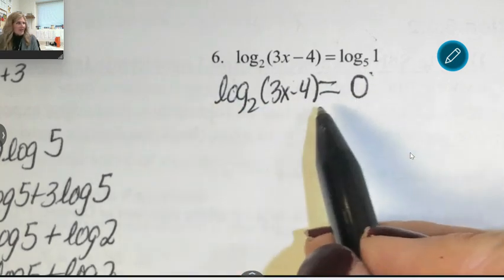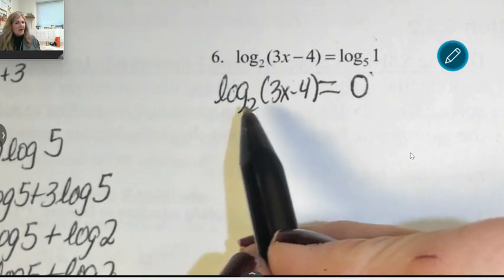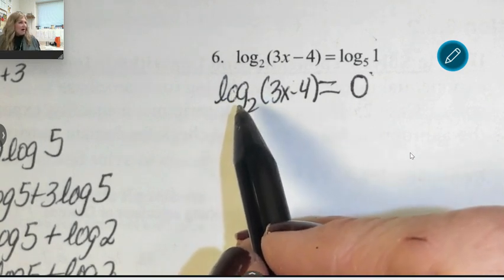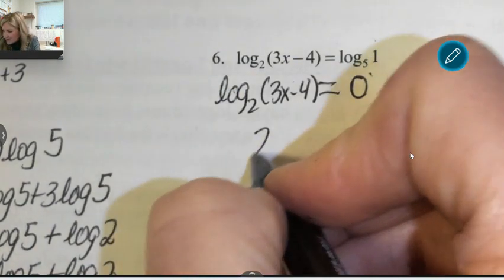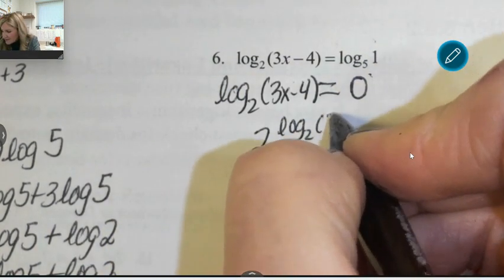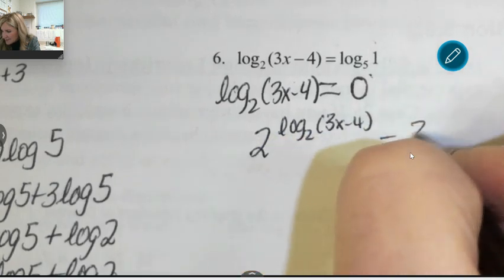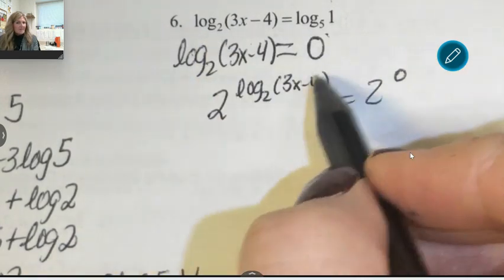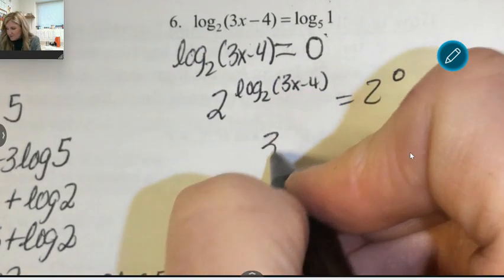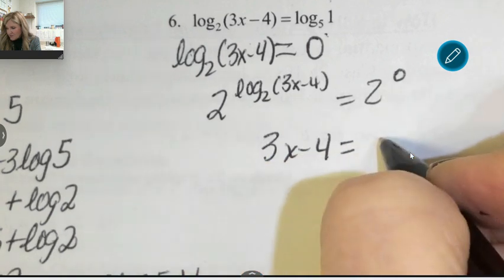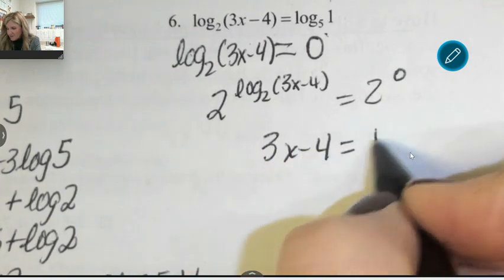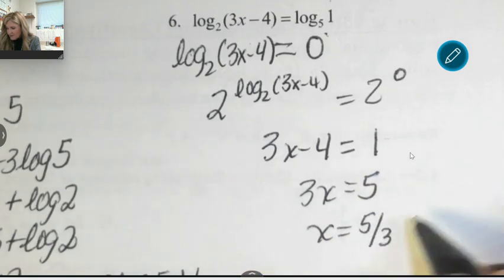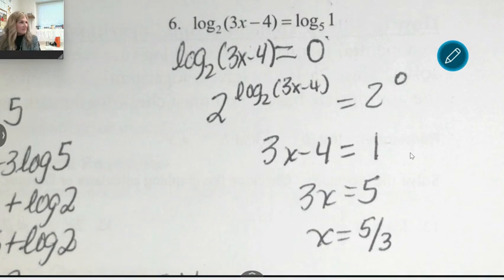Am I going to use change of base? No, I don't need to. I want to get rid of this log. So what's the opposite function for a log? So I'm going to exponentiate the left side, and I'm going to exponentiate the right side. What is the left side equal to? And what is the right side equal to? 1. So I'm going to add 4, and I get 5/3. Question?